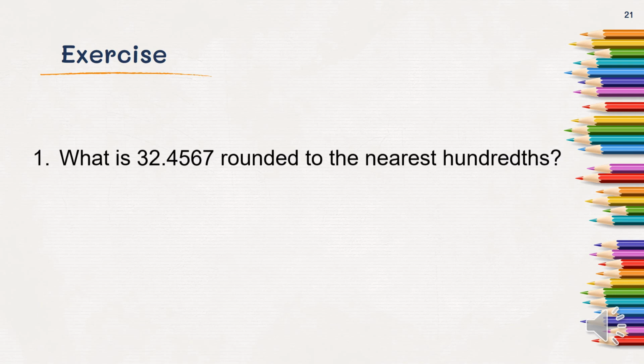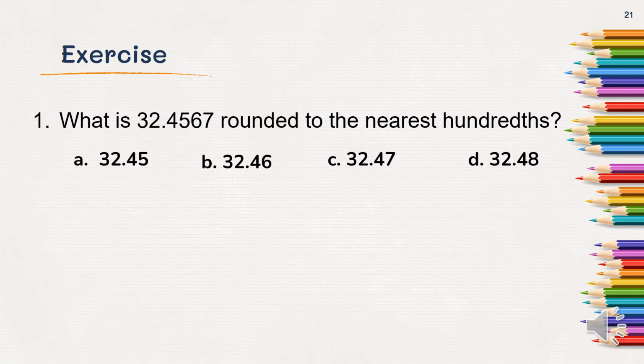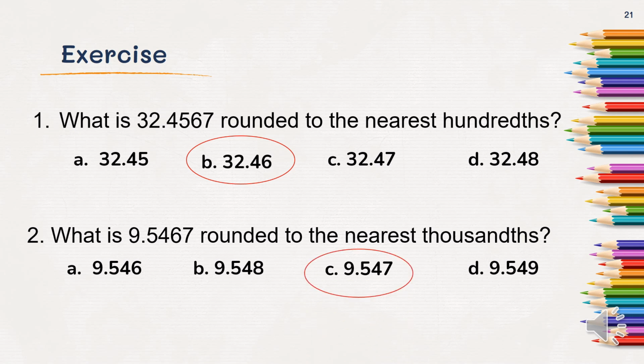Now let's have an exercise. Number 1. What is 32 and 4,567 10,000ths rounded to the nearest hundredths? That's right. The answer is letter B, 32 and 46 hundredths. Number 2. What is 9 and 5,467 10,000ths rounded to the nearest thousandths? Here are your choices. Correct. The answer is letter C, 9 and 547 thousandths.